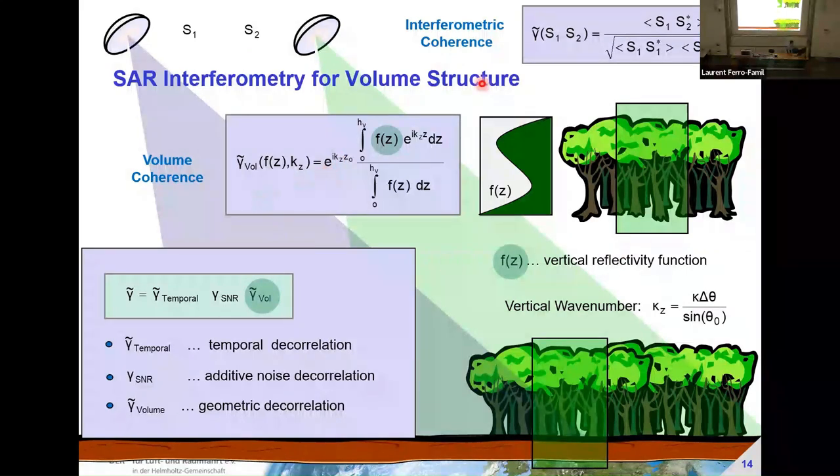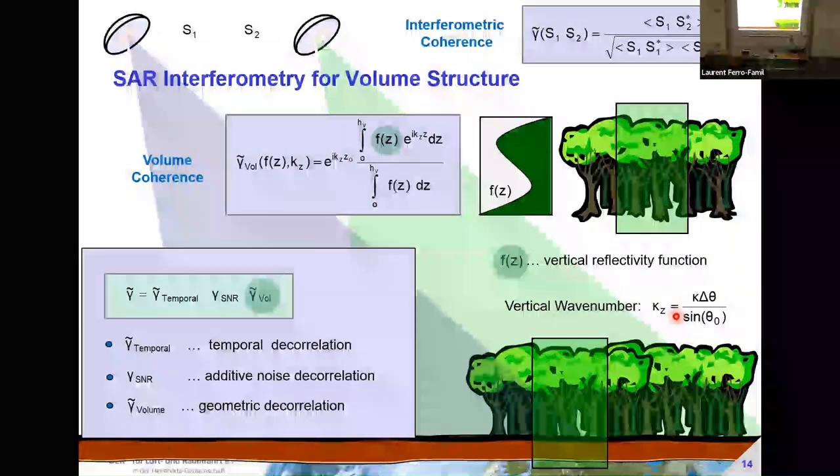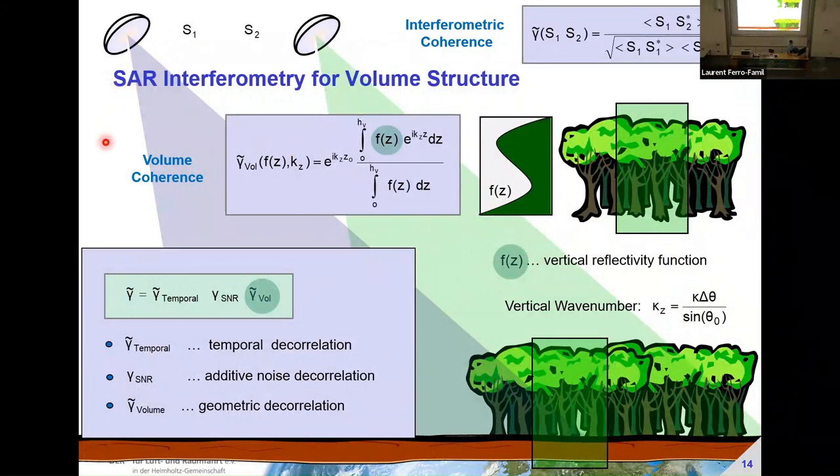This equation here tells you that if you take the vertical reflectivity function, which has many names, you will find it across papers with many different names, but the concept is always the same. The vertical reflectivity function tells you the distribution of the backscattered power along height. So it's a profile. It's what tomography will then give you. And this vertical reflectivity function is linked to the volume coherence by means of this Fourier integral. I think this is the basic relationship of today.